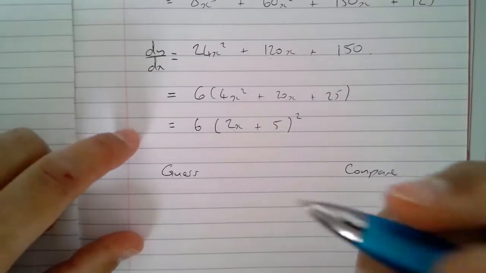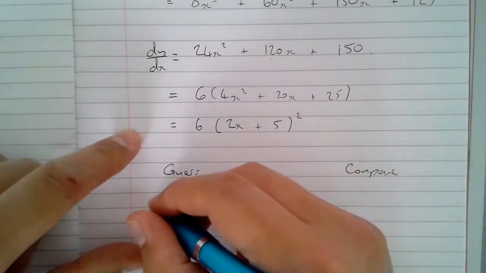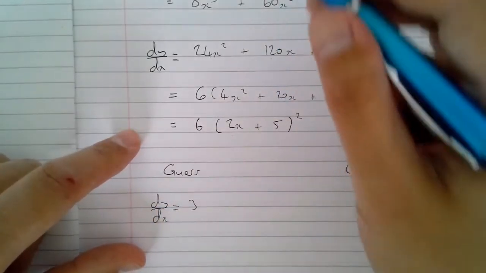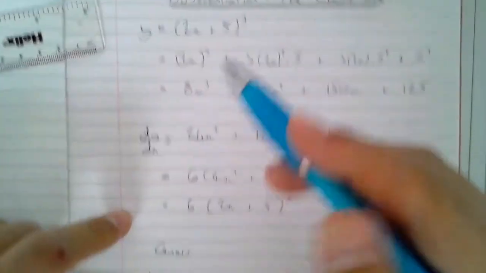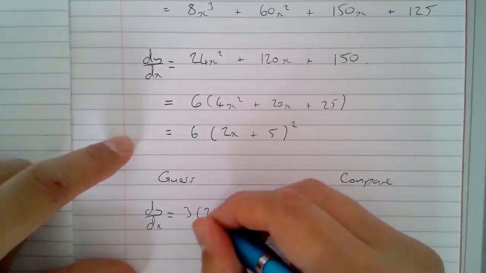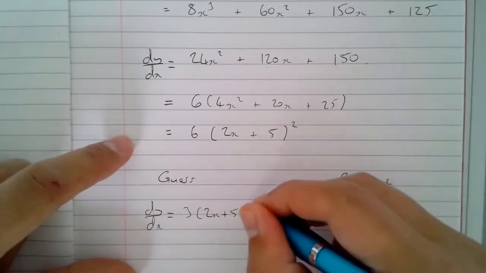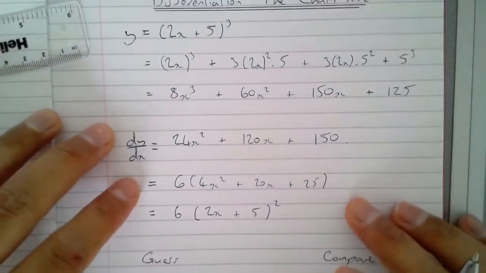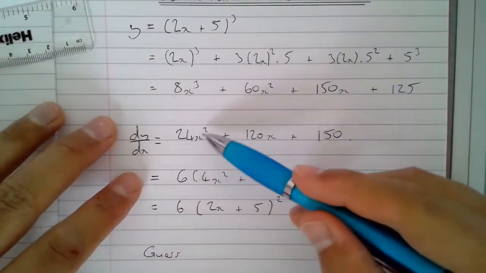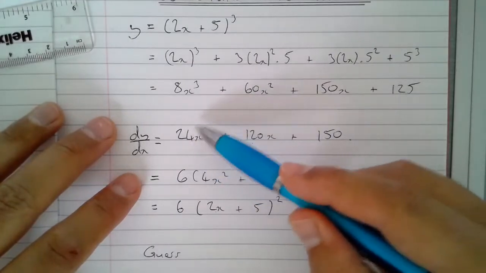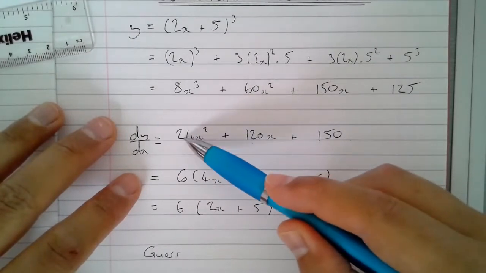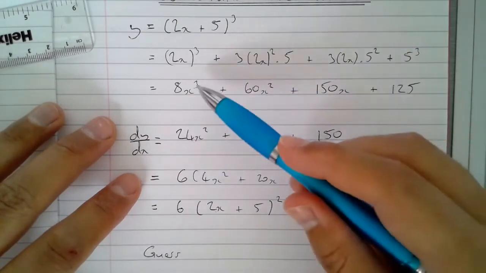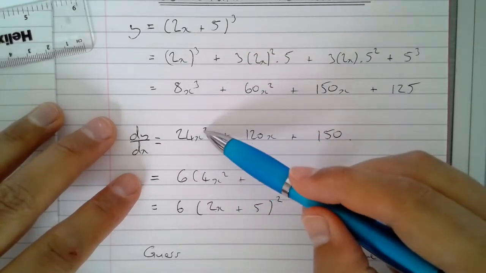Okay, so most people's guess in this situation is they bring down the power, they bring down the 3, and then reduce the power by 1, and that's all they do. Which seems fair because that's what you've known so far from differentiation. You bring the power down. However, that's when you have something like 24x squared, where the function is just x, which has been squared and multiplied by 24. So this is really straightforward stuff. You bring down the 3 to get the 24, and then reduce the power by 1.